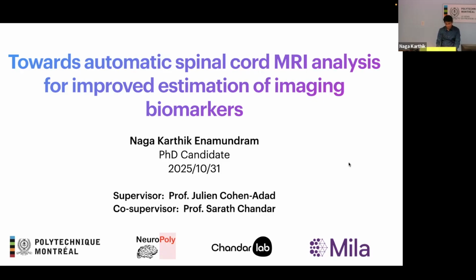First, thank you to the jury members for agreeing to evaluate my thesis and for being on the jury, and also to all the in-person members who came here despite the rain, and all the remote attendees who were able to make it. So today I'm here to present my thesis work titled Towards Automatic Spinal Cord MRI Analysis for Improved Estimation of Imaging Biomarkers.